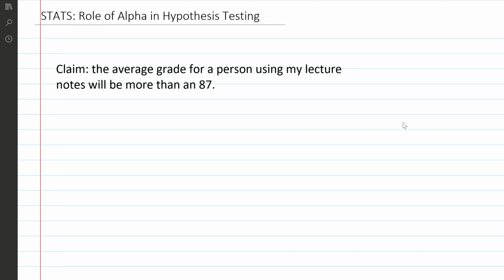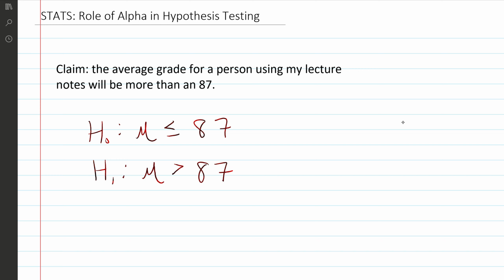Let's say we make this claim that the average grade for a person using my lecture notes will be more than an 87. So we state the hypothesis test as follows. H naught: mu is less than or equal to 87, and H alternative: mu is greater than 87. It would be in my best interest if I could reject H naught, right? Which would then validate my claim.